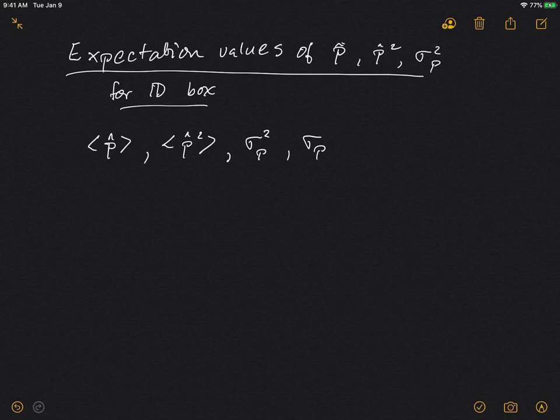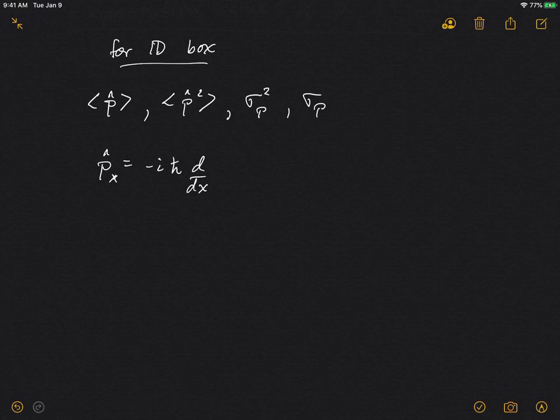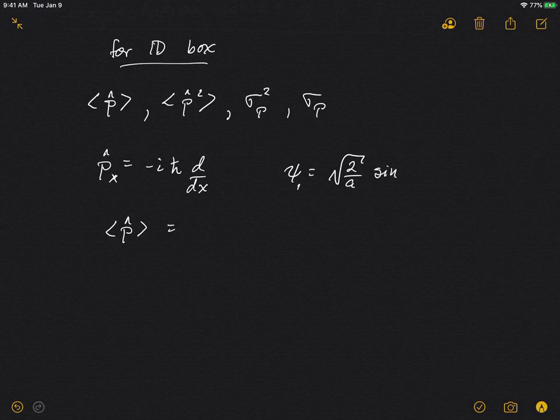And you recall the momentum operator in quantum mechanics for 1D along the x-axis is minus i h bar d/dx. So if we want to calculate the expectation value for momentum, that will involve an integral. And you may recall that the wave function for n equals 1, let's call it psi sub 1, is square root of 2 over a times sine of pi x over a, where little a is the length of the box.